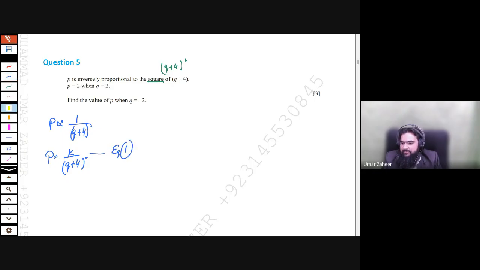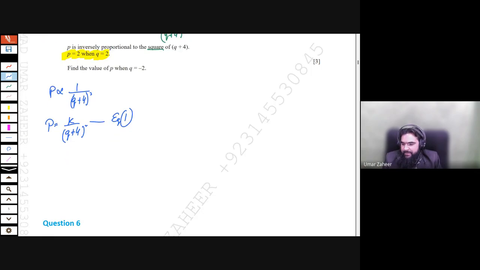Now he's going to give you the information. We have p is equal to 2 and q is equal to 2. By this information, we are able to find the value of the constant. We have 2 is equal to k divided by 2 plus 4 whole square. So 2 plus 4 is 6, 6 squared is 36. So we will get the value k is equal to 72.